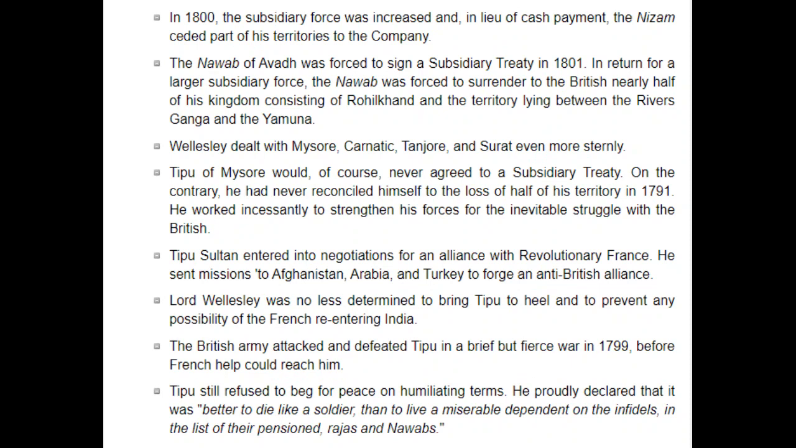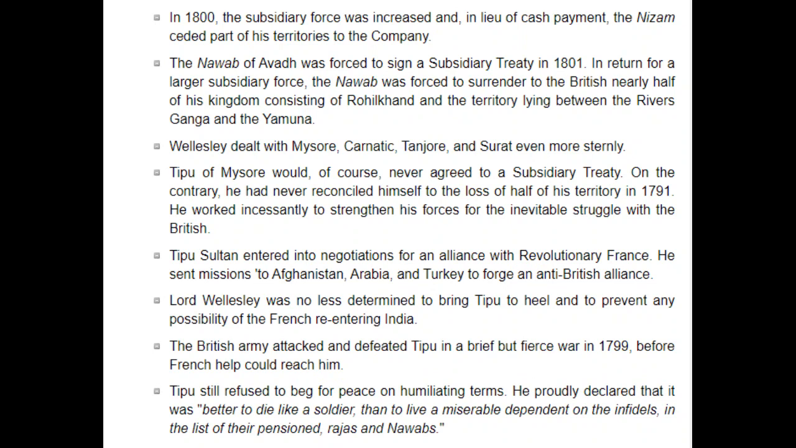Wellesley dealt with Mysore, Carnatic, Tanjore and Surat even more sternly, even more strictly. Tipu of Mysore would of course never agree to a subsidiary treaty. On the contrary, he had never reconciled himself to the loss of half of his territory. In 1791, he worked incessantly to strengthen his forces for the inevitable struggle with the British. So he kept on struggling with the British. He never gave up. He always had fights with them.